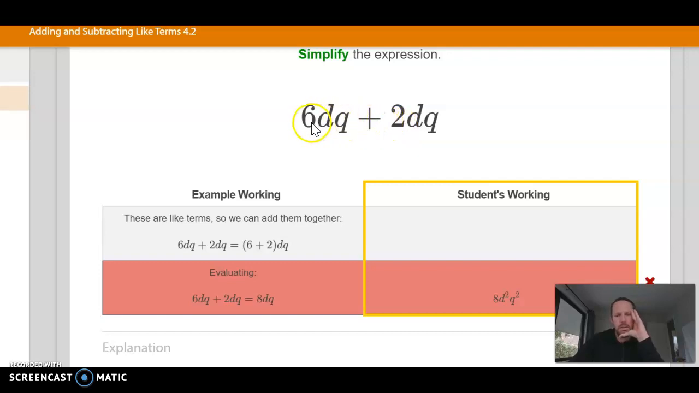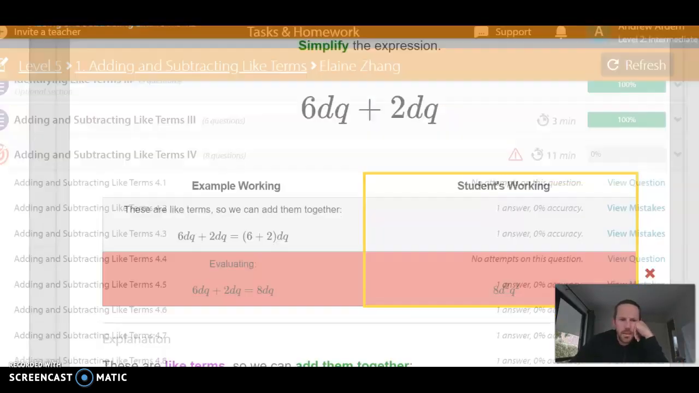What you've thought about is you've added the 6 and the 2, which would be correct, but then you've thought about D times D and Q times Q, which is incorrect. It's 6 DQ plus 2 DQ is 8 DQ.